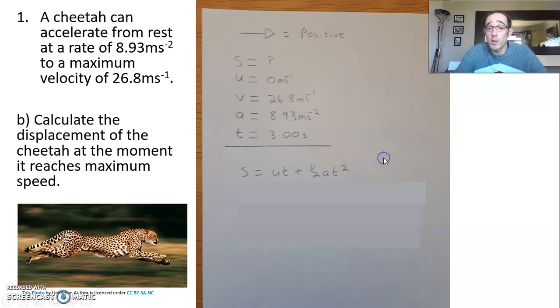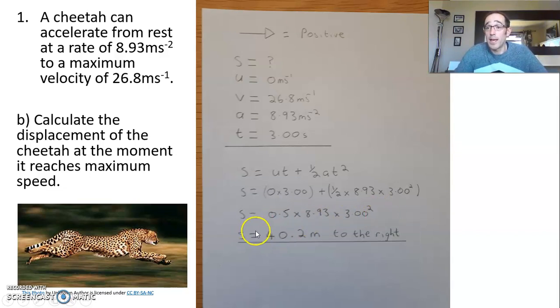and then we substitute in the data from here, which is where SUVAT really comes into its own. So s equals 0 multiplied by 3 plus a half times 8.93 times 3 squared. Note it's only the t that's squared, not the whole thing here, it's just the t that's squared. If we then simplify that, we get s equals, this term here is equal to 0, so we just get a half, or you can write that as 0.5, multiplied by 8.93, multiplied by 3 squared.